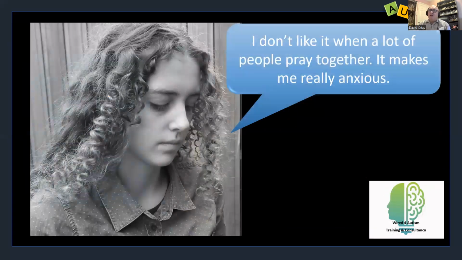I don't like it when a lot of people pray together. It makes me really anxious. I don't know how many of you go to church, but if you go to church, whether they do communal praying, like they say the Lord's Prayer or whatever, even when people are reading it out loud and they're following the minister, you're always going to get somebody that's going to say it at a different speed to somebody else. It may be like a whisper, but it's a very loud whisper. It's like, again, another cacophony of sound, another assault to the senses.